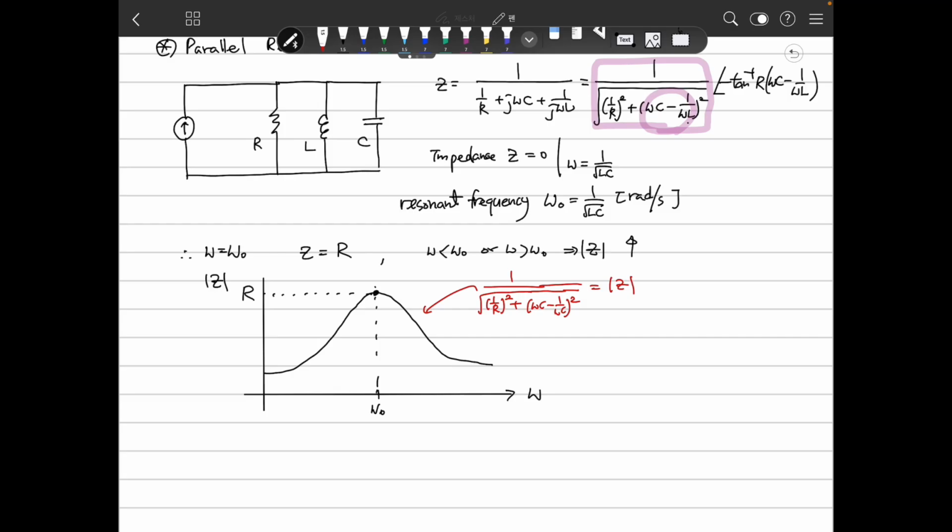Especially we have some values here. This is 0.707 R. Exactly, that is 1 over root 2 R. Then we define this frequency difference between 2 points. We define this as the bandwidth. In Korean, 대역폭. So this is omega 1 and this is omega 2.